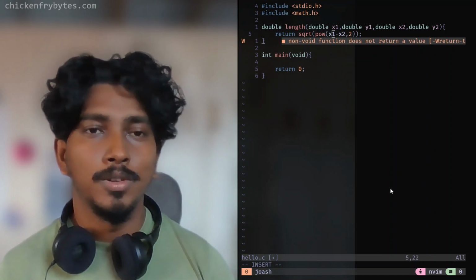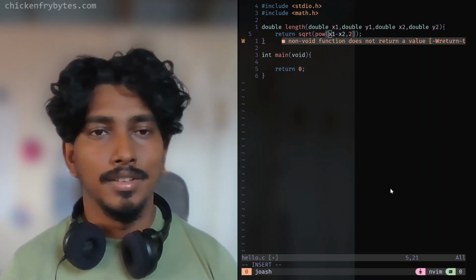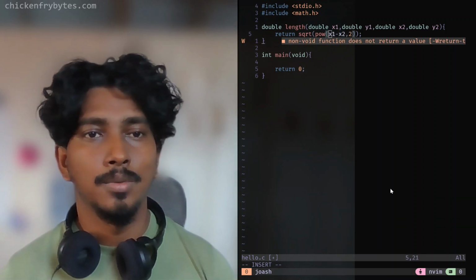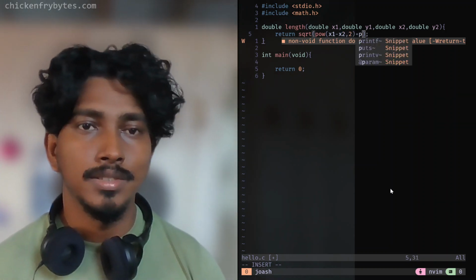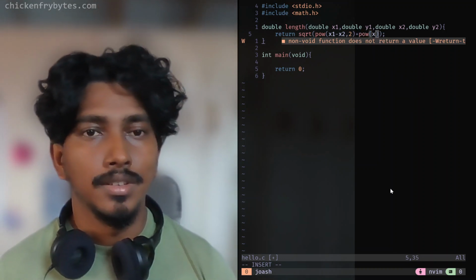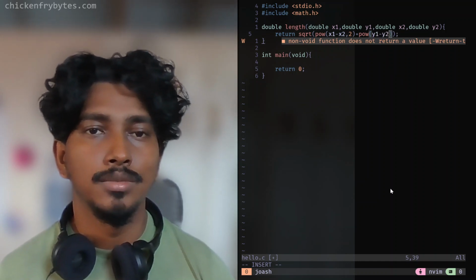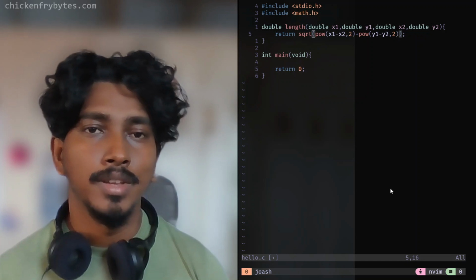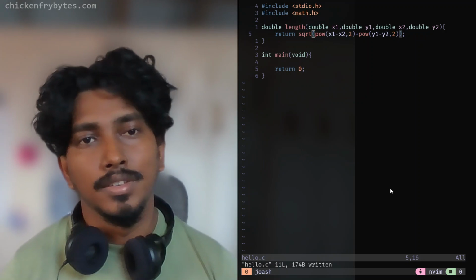Notice this pow function basically accepts two values: the base, which is the thing that we're going to raise to the power, as well as the power. So we're going to raise x1 minus x2 to the power of 2. Then we're going to say plus pow. We're going to do the same for the y's, so y1 minus y2, of course, raised to the power of 2. And then we're going to take the square root of all of that, the square root of that sum of the squares.